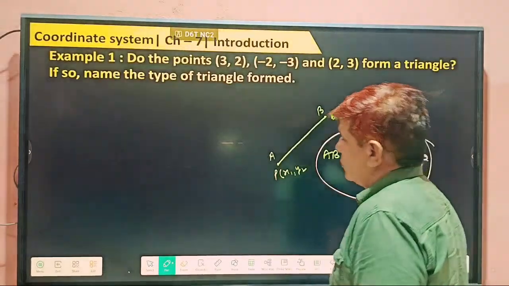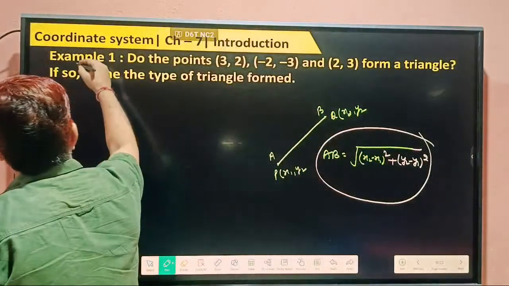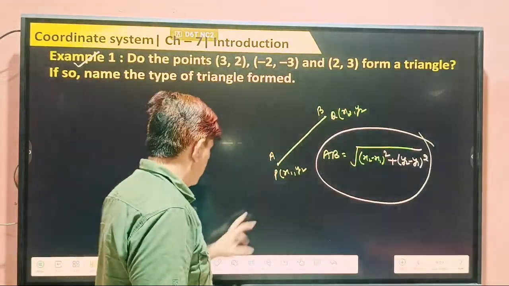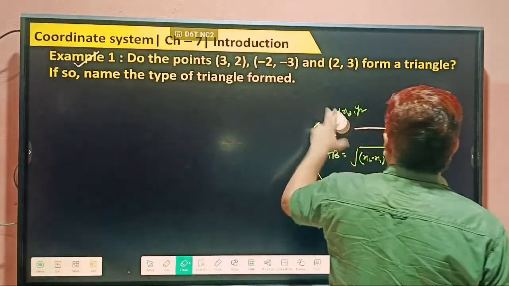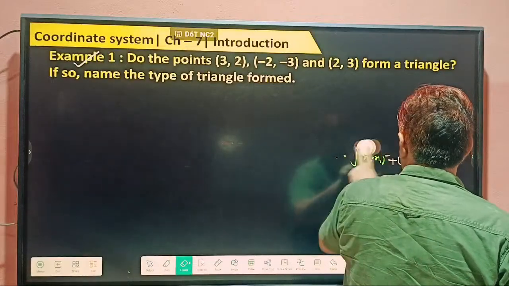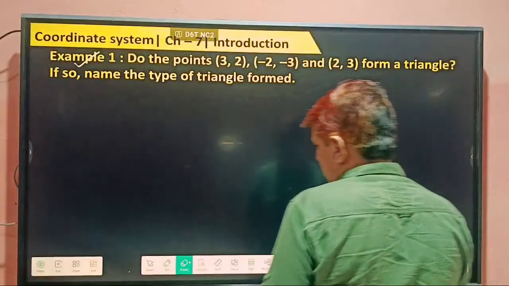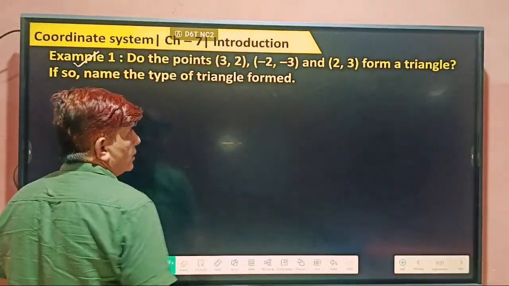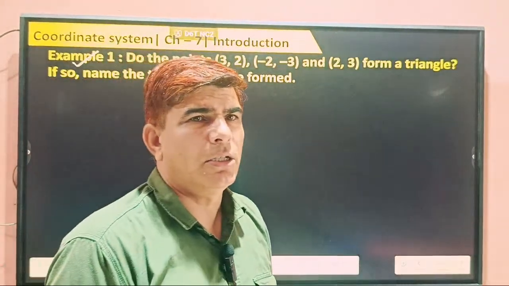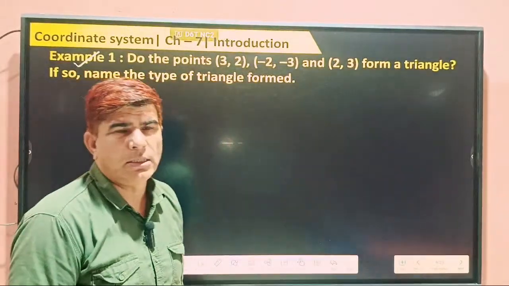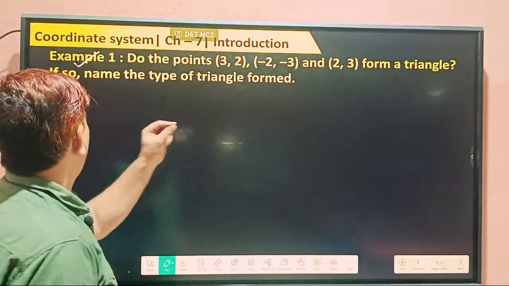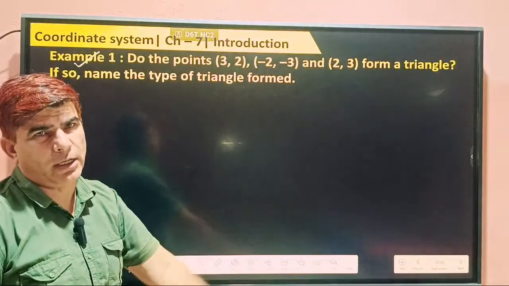So what can we start here? This first example is given in your book. The statement is: do the given points form a triangle or not? You know the triangle property: the sum of two sides is always greater than the third side, and the difference of two sides is always less than the third side. So here, do the points form a triangle, and if they do, what type of triangle is it?